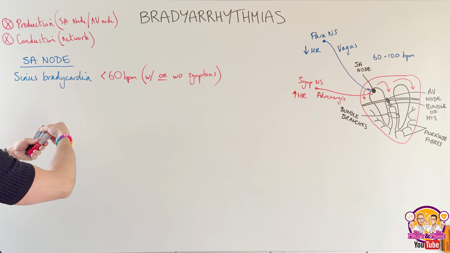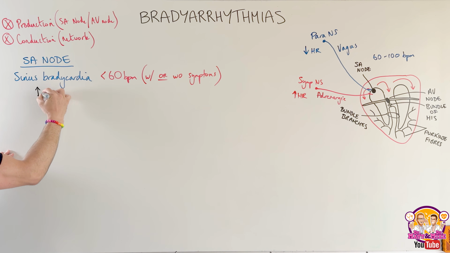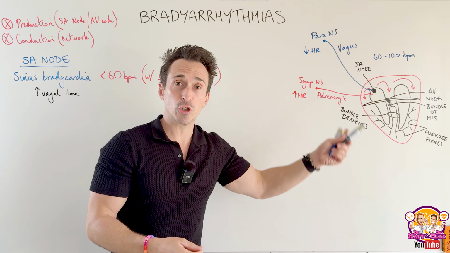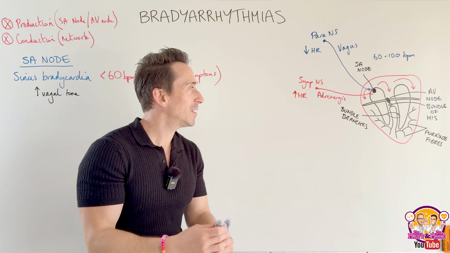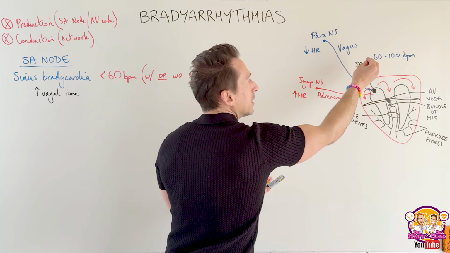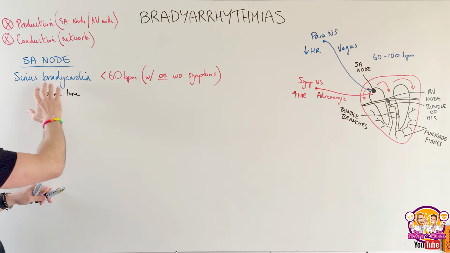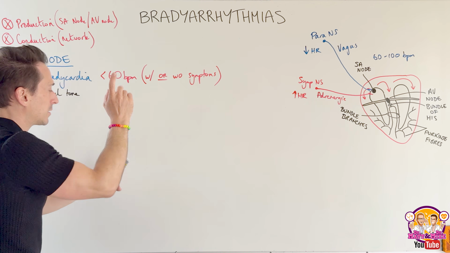So various causes of sinus bradycardia can be increased vagal tone. Now, what increased vagal tone means is simply the vagus nerve has too much tone in it. It's firing off too often. And if it fires off too often, it's slowing the heart rate via the sinoatrial node too much. That's resulting in a sinus bradycardia. Okay, so it's slowing down below 60 beats per minute.